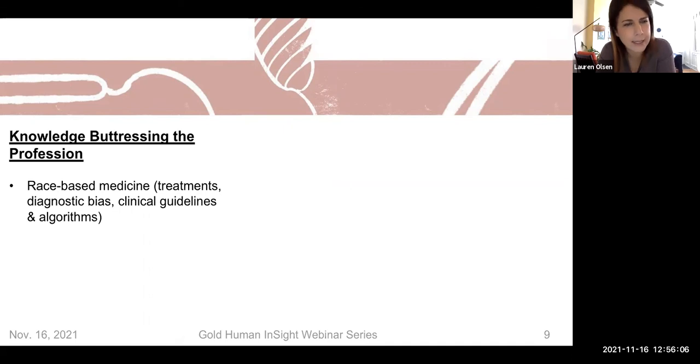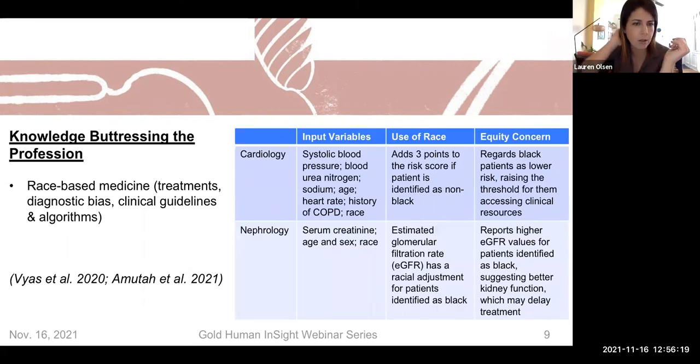And then finally is this notion of clinical guidelines and the algorithms that are used to guide physician decision-making. And this is best captured in thinking of different specialties. So in a recent article, actually both of these articles, both by Vyas et al. and Amutah et al., were published in the New England Journal of Medicine. With the Vyas et al. article, they went through and looked at different clinical specialties and described the way in which race adjustments are happening in the clinical guidelines and how race is being put into different algorithmic risk output scores. And this is just a snapshot from their article of two of the specialties. And what they describe is how the racial adjustment works, and then how that actually leads to inequalities in care based on these faulty racial assumptions.